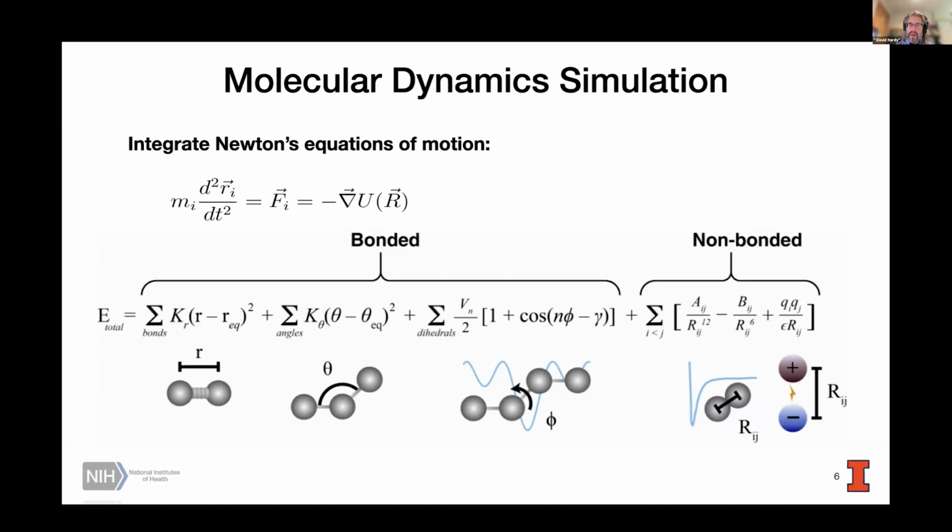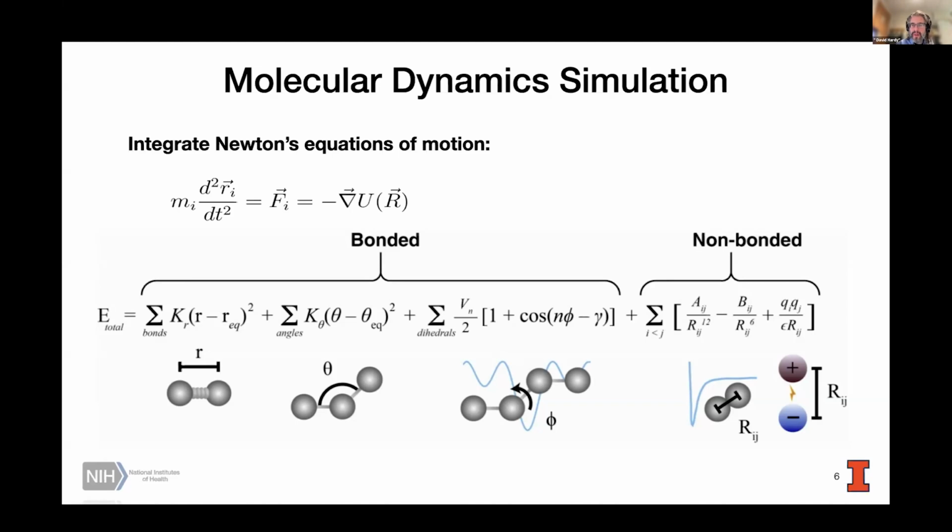And then finally, we have these non-bonded force terms as well. This is the most computationally intensive part of the force calculation, calculating the forces between all pairs of atoms. These include electrostatics and van der Waals.